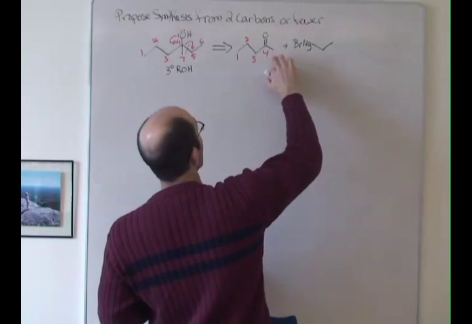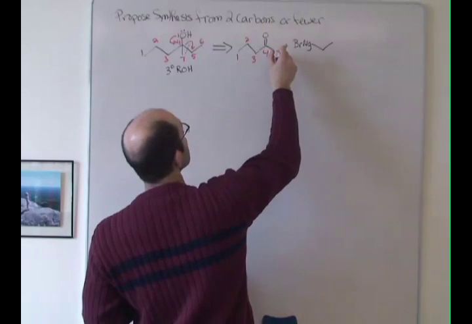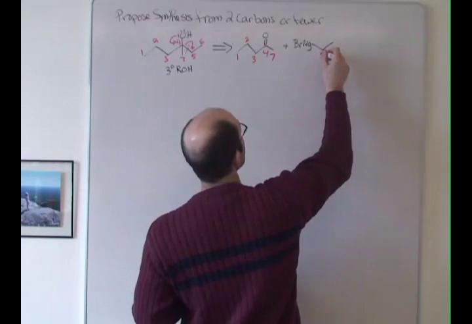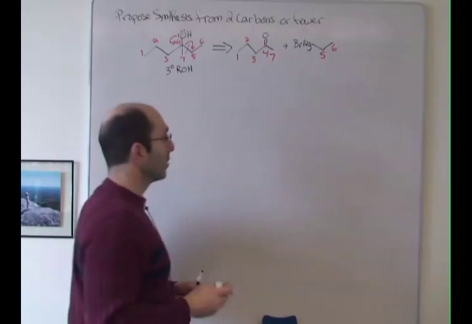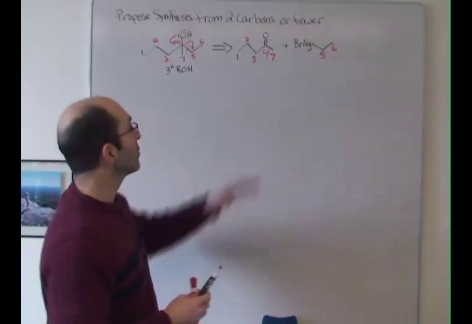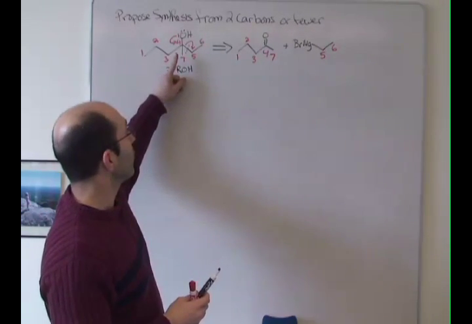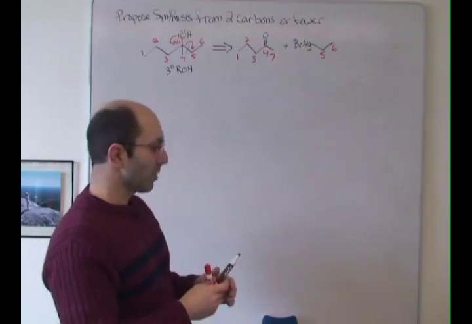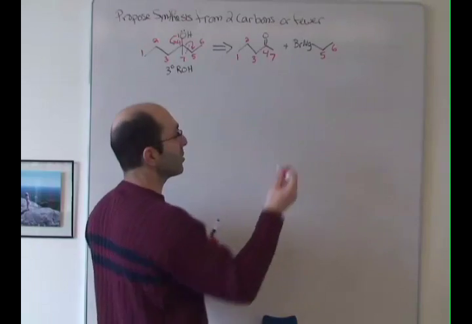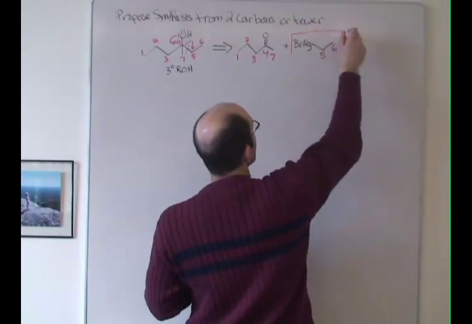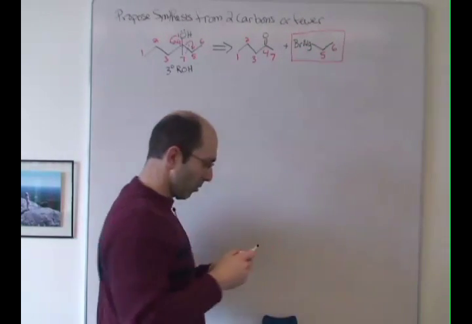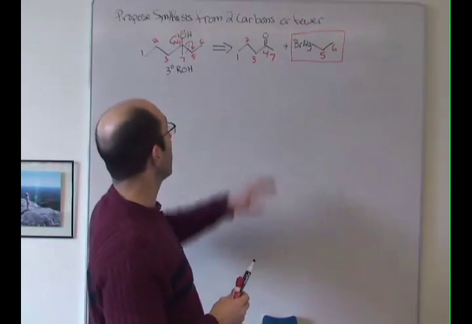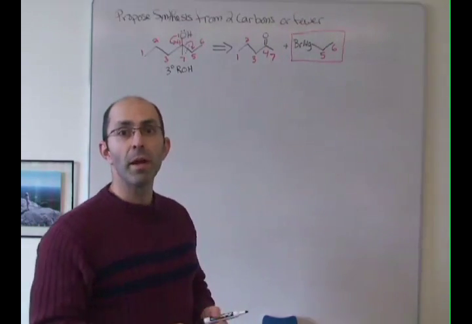Again, you have to be really careful. 1, 2, 3, 4, 7, and then this is going to be 5 and 6. Okay, so again, just looking back, we're breaking the 5-4 bond. Here we have carbon 5 as a nucleophile, carbon 4 as the electrophile, and this is a 2 carbon piece. So that's something that we can start with. We're done with that. Now we have a 5 carbon piece that we need to make.